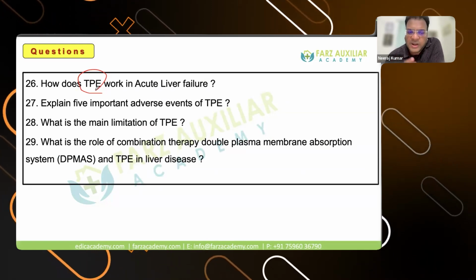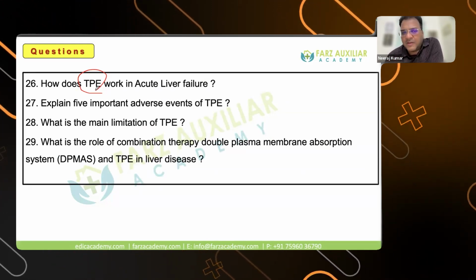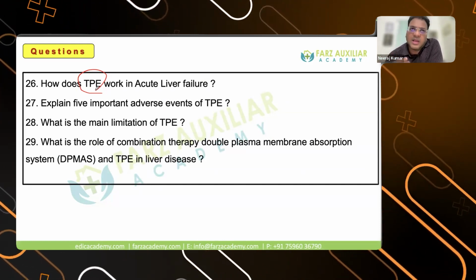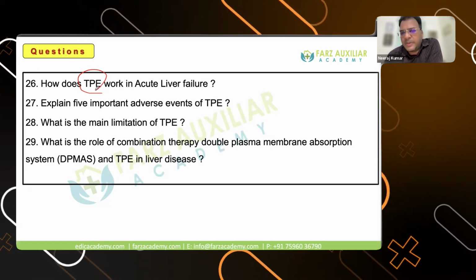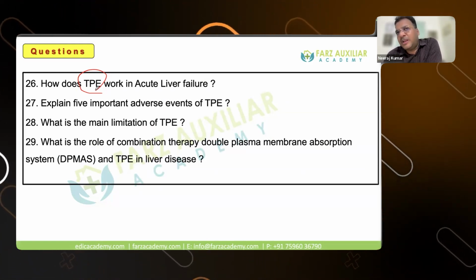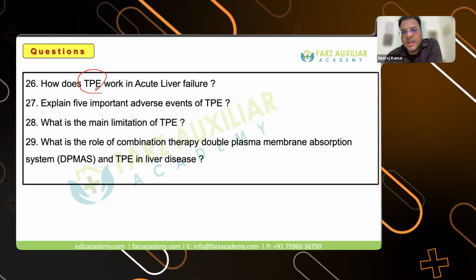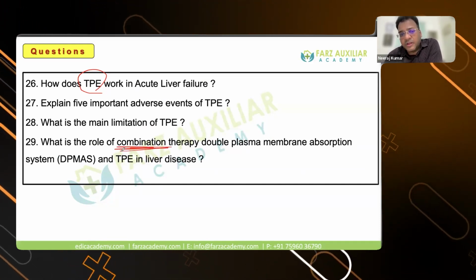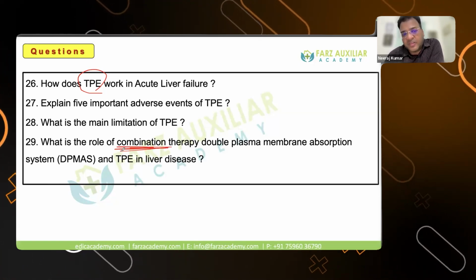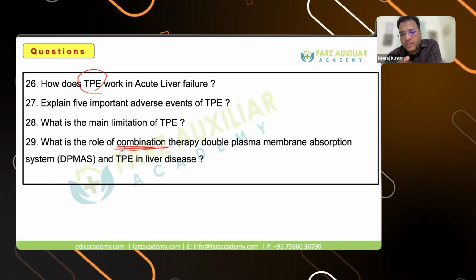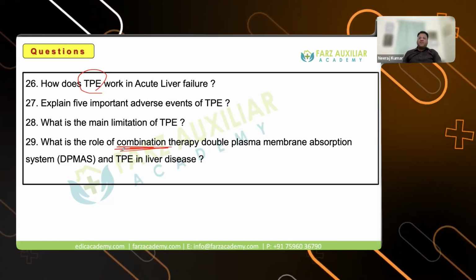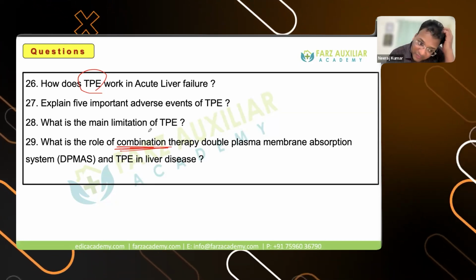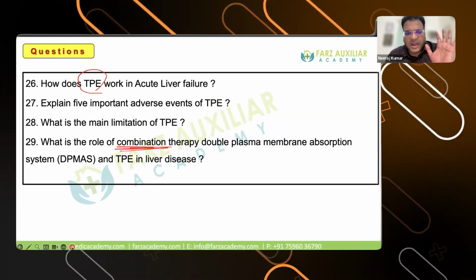How does TPE therapeutically work? These are the advanced questions that you have to prepare. Many students don't reach this stage and don't answer. Few of them answer, and few have the understanding that TPE has a role, and then the limitations and adverse effects of TPE, and then the combination, whether you are combining TPE with double plasma molecular adsorption system like DPMAS. So whether combining TPE with DPMAS improves the overall mortality and morbidity of these patients, we will be able to learn this. I think this is the last part.